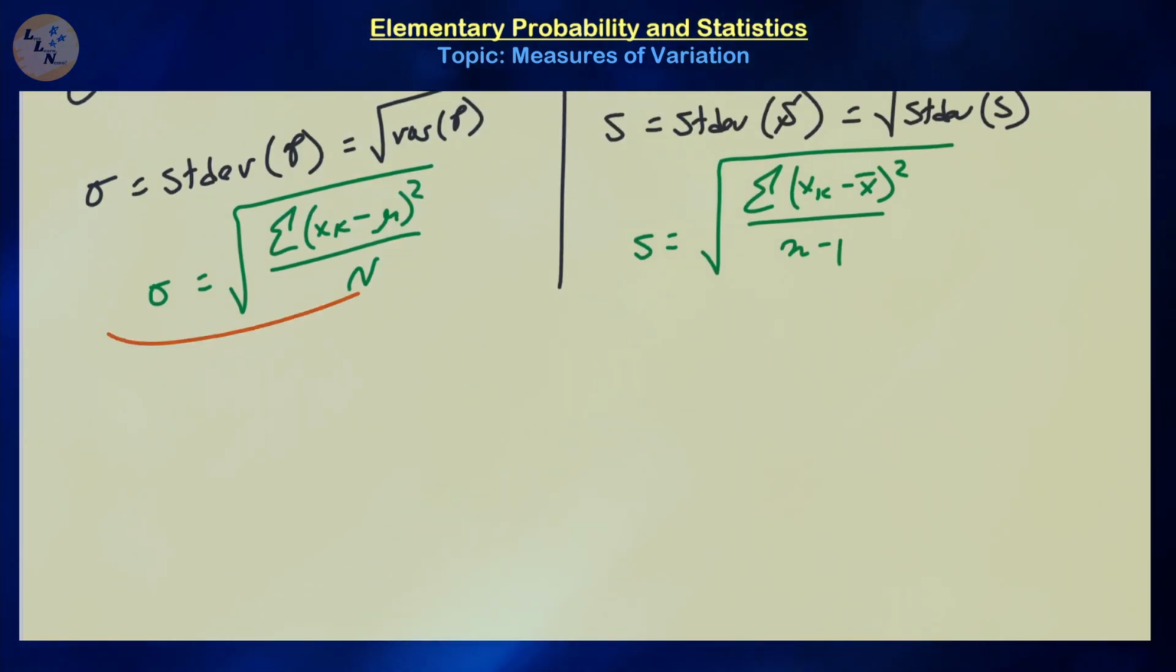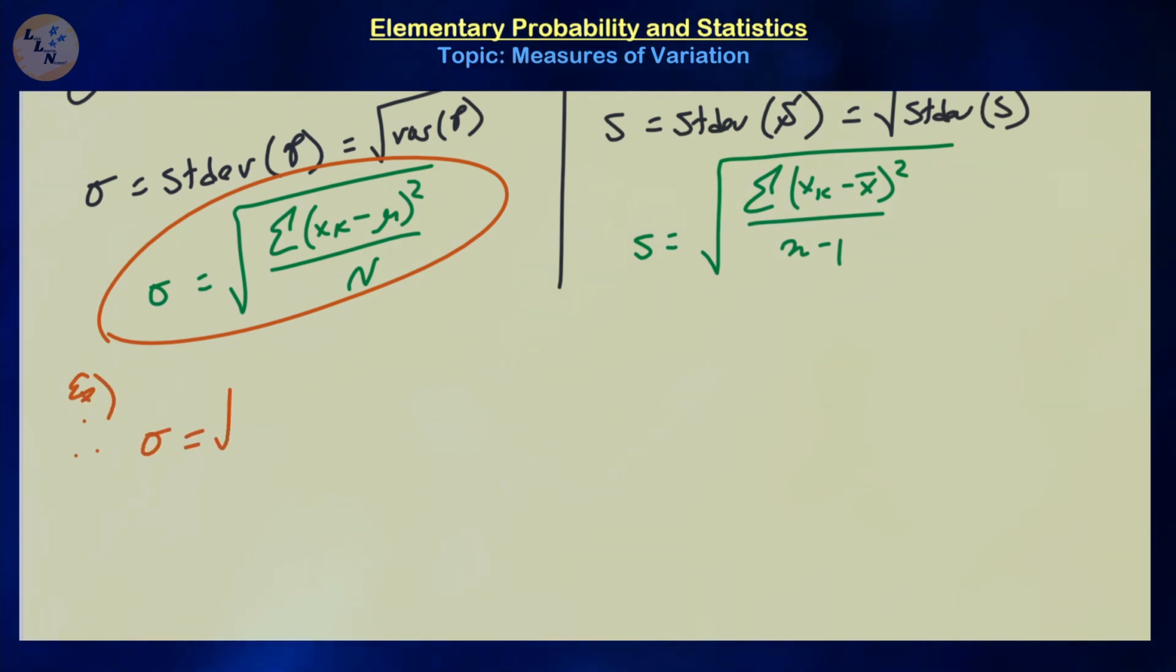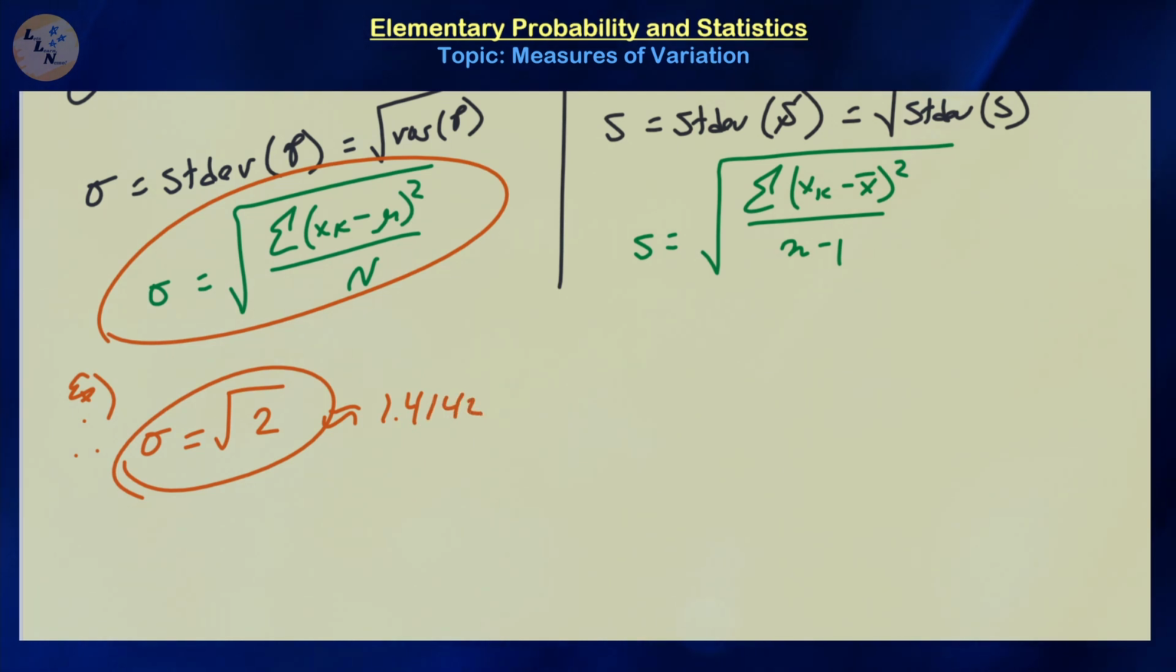So if we continue from our population example, then the standard deviation is going to be the square root of 2, because 2 was our variance for our previous example. And that's going to be, if we want a decimal, 1.4142, if we really want it. Okay, so that is a few measures of variation.